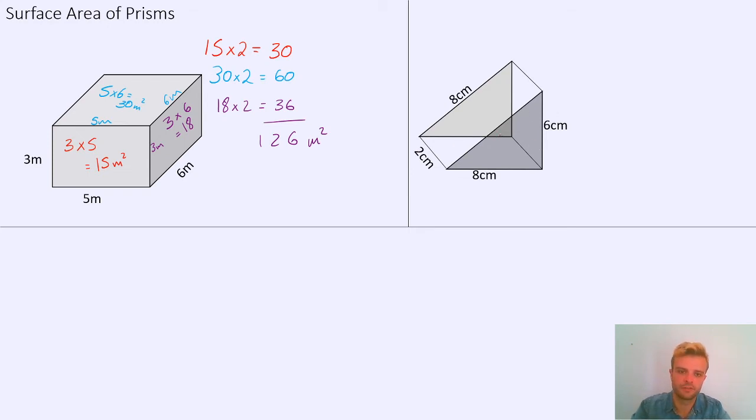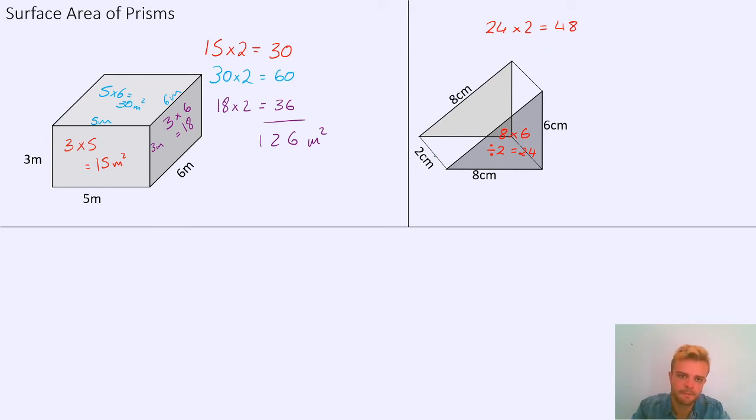Let's start with this front triangle here. This triangle is 8 centimeters wide and 6 centimeters high, so the area is 8 times 6 divided by 2, because it's a triangle. 8 times 6 is 48, divided by 2 is 24. So that's our first area, and like we spoke about with the cuboid, we have to think about the front is the same as the back. So we've actually got 2 of those 24s, and I'll double that now to get 48. That's the front and the back together.